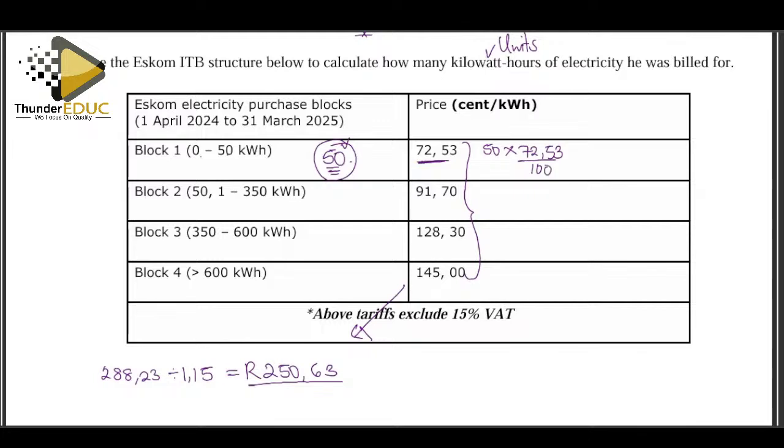divided by 100. When he uses only 50 units, he will end up paying 36 rands 27 cents. But when we look at our calculation, he didn't use 50 because he has used more than that.